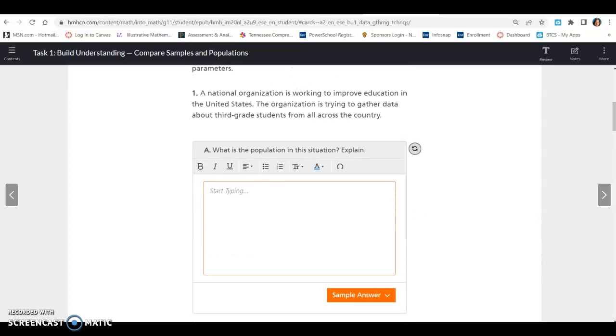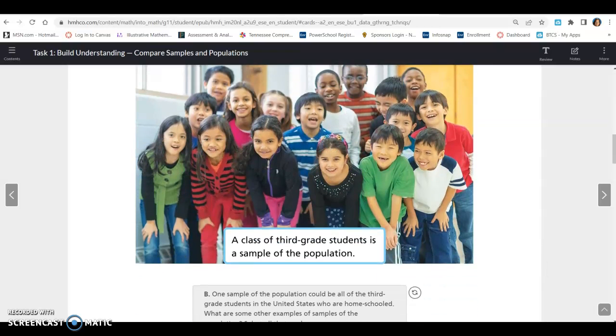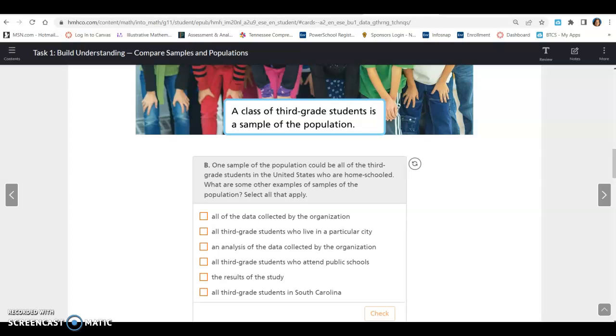A national organization is working to improve education in the United States. The organization is trying to gather data about third-grade students from all across the country. What is the population in this situation? The population would be all third-grade students. A class of third-grade students is a sample of the population. One sample of the population could be all the third-grade students in the United States who are homeschooled.